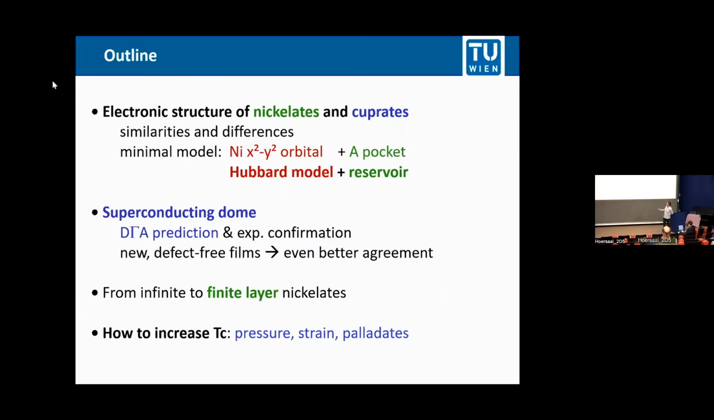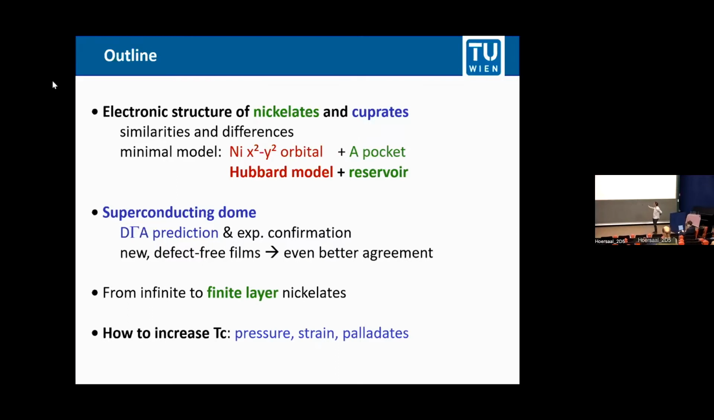The outline of my talk is as follows. I will start discussing the similarities and differences to the cuprates, and then I will advocate for a very simple minimal model to describe the nickelates. It just consists of two ingredients: the nickel x squared minus y squared orbital, which we can describe as a Hubbard model. And additionally, there are some pockets which dope the system, even for the parent compound, so we cannot completely neglect them. But what we find is that these pockets can act only as a largely decoupled reservoir for holes that you dope into the system. So that is, so to speak, a very minimal model to describe nickelates, and let's see how far we come.